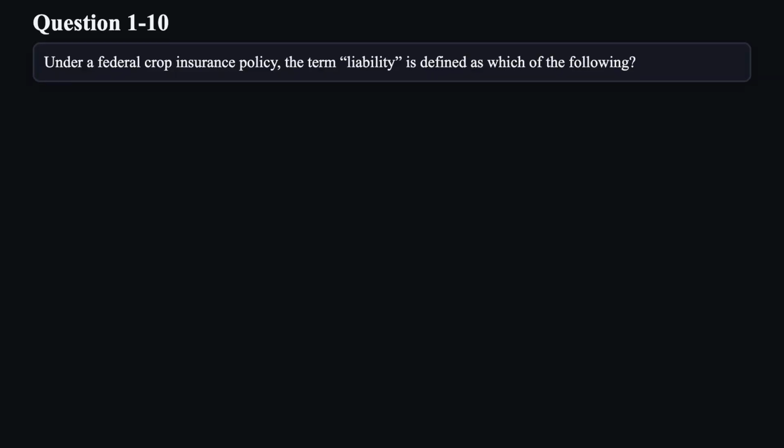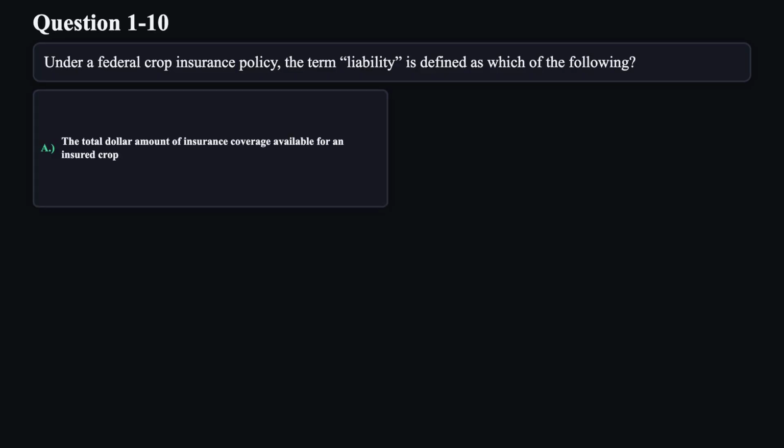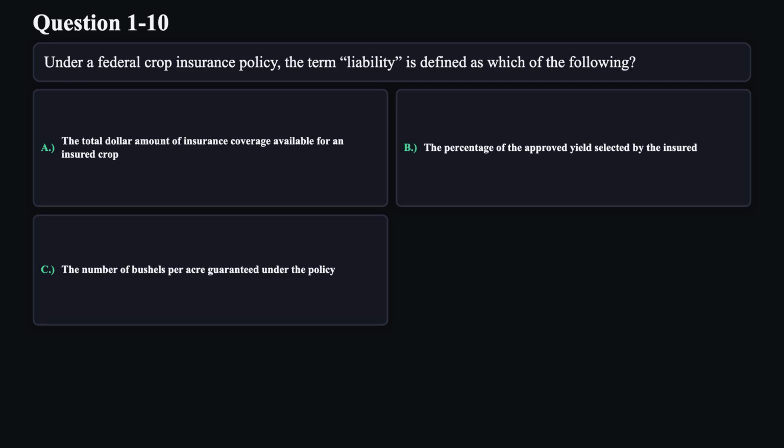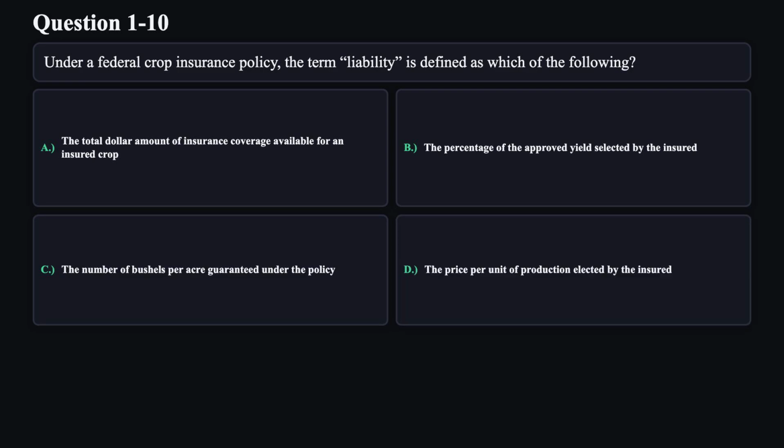Question 10. Under a federal crop insurance policy, the term liability is defined as which of the following? A. The total dollar amount of insurance coverage available for an insured crop. B. The percentage of the approved yield selected by the insured. C. The number of bushels per acre guaranteed under the policy. D. The price per unit of production elected by the insured.